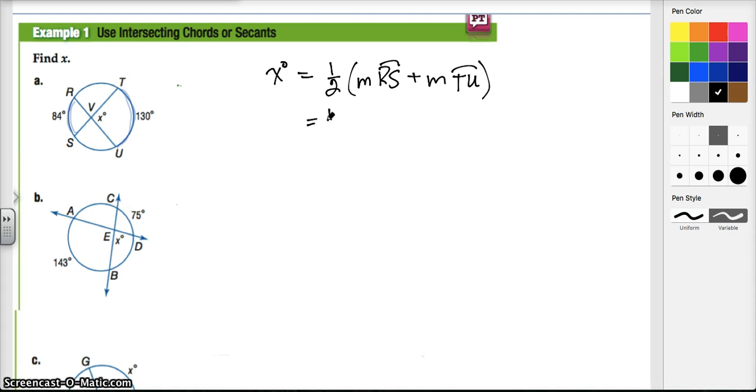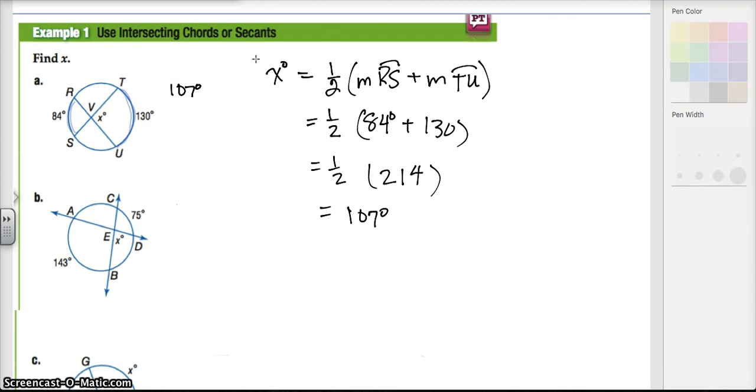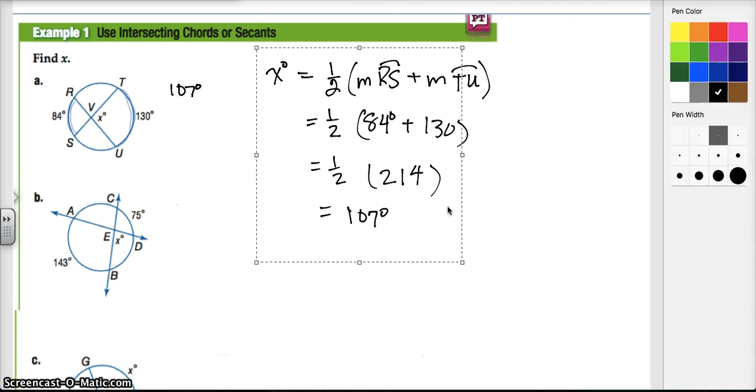With that, we should be able to calculate this pretty easily, and arc RS is 84 degrees, where arc TU is 130. And I'm going to put our parentheses around because that's still important. And then the sum of these 2 will give me 214. And then 1/2 of 214 will be 107. So X is equal to 107 degrees. All right, that's not too bad. We're going to shrink this out of the way and get started with the next problem there.